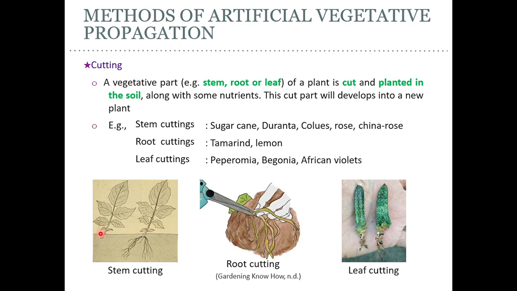As we can see, for stem cutting, when the stem with some leaf is planted in the soil, the root will begin to grow into the soil. This will grow into a mature plant. For root cutting, only some parts of the root are cut and planted in the soil. It will grow into a new plant. And for the leaf cutting, when a part of the leaf like this is planted into the soil, it will start to grow roots and eventually will grow into a mature plant.